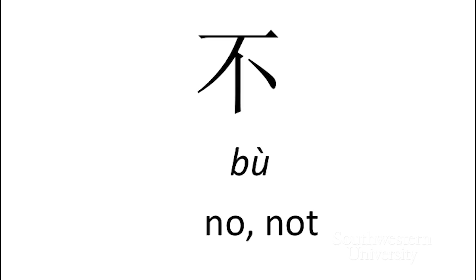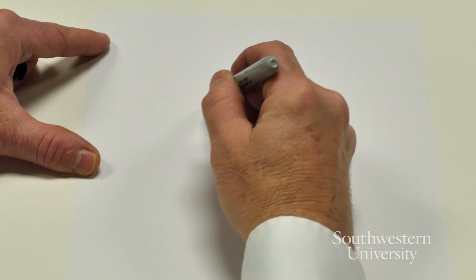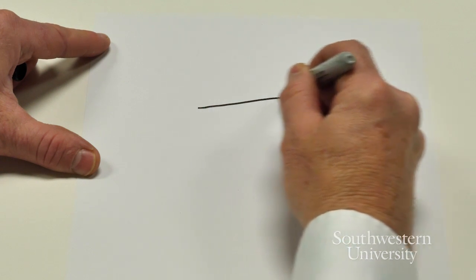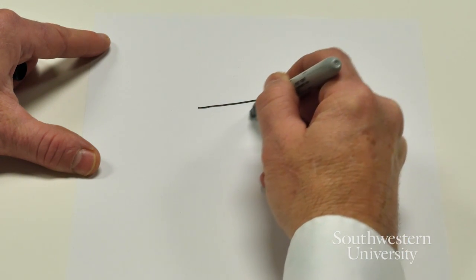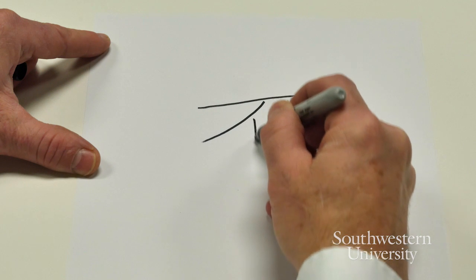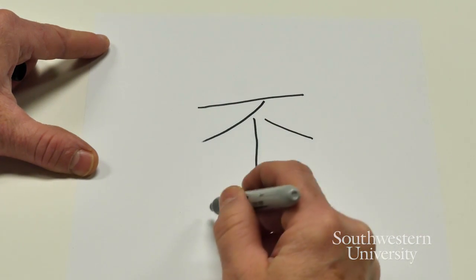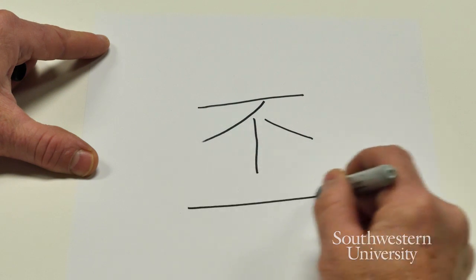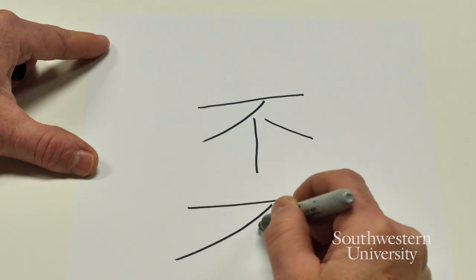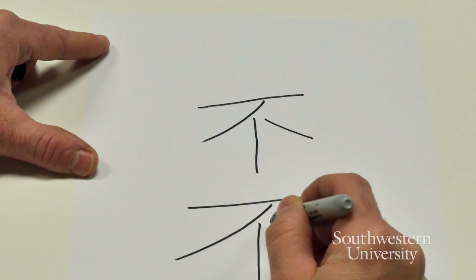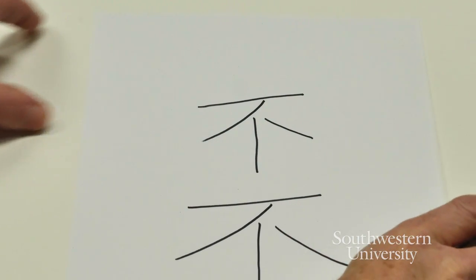The next character, bu, no or not. It's its own component. Hung, pie, shu, dian. Go through that again. Hung, pie, shu, dian. Cool.